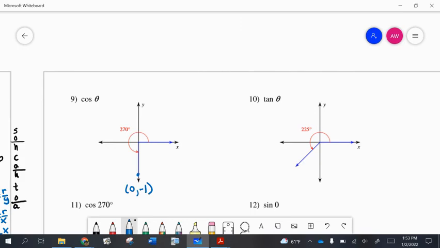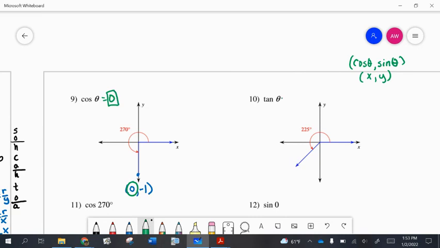They want cosine. We're on the unit circle, so cosine is my, and again, I like to have it written at the top of my page so that I can remember. It's just cosine theta, sine theta. X is your cosine, y is your sine. Okay, so we want cosine, so we want the x coordinate. So there it is. It's just 0. The cosine of 270 is 0.